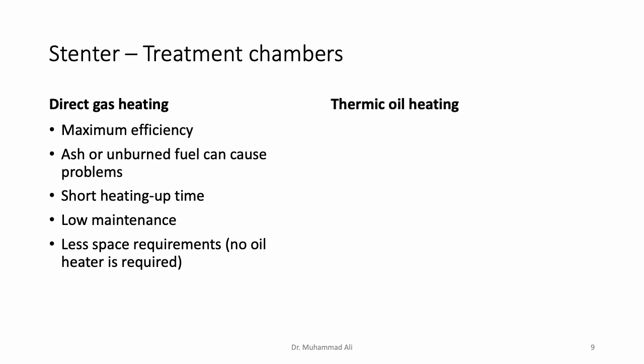Now let's have a look at the features of thermic oil heating system. The main feature is that it provides uniformly heated circulation air because combustion gases are not directly present inside the treatment chamber. So there are no chances of any sporadic increase in the temperature of air from time to time. The air is passing through a heat exchanger, and it gets mixed up properly, and the heat exchange is of course relatively uniform. So the temperature of air at all times is very uniform in this system.